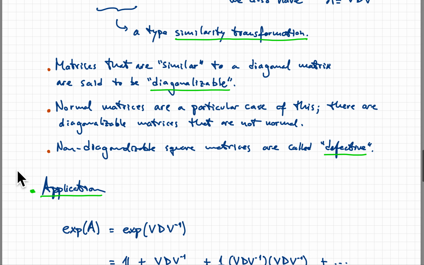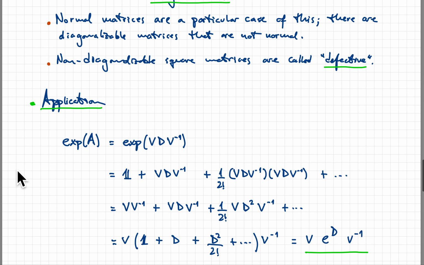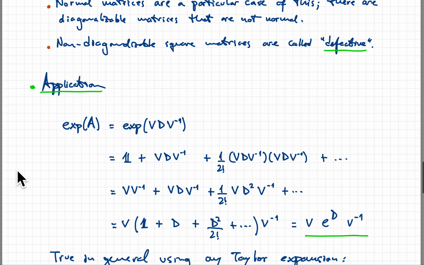Now let's see an application of these similarity transformations. I've spoken about an example that looked like this in a previous video, calculating the exponential of a matrix. This is very useful for a variety of applications in mechanics and in quantum mechanics, usually connected to time evolution. And so let's look into this.